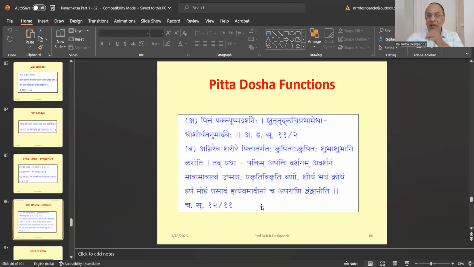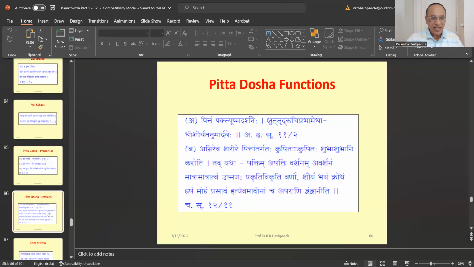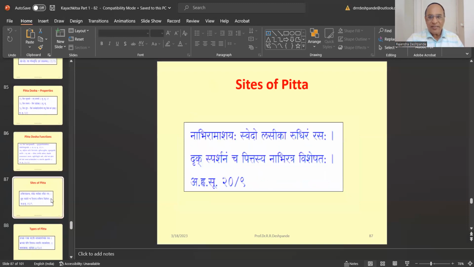Moham, prasadam, iti evam adinam cha aparani dvandvaniti. All types of dualities in the metabolic processes will happen according to the physiological and pathological condition of the Pitta dosha. This was slide number 86. I will go further. Now I will go for 87. Okay, here you can see slide number 87.